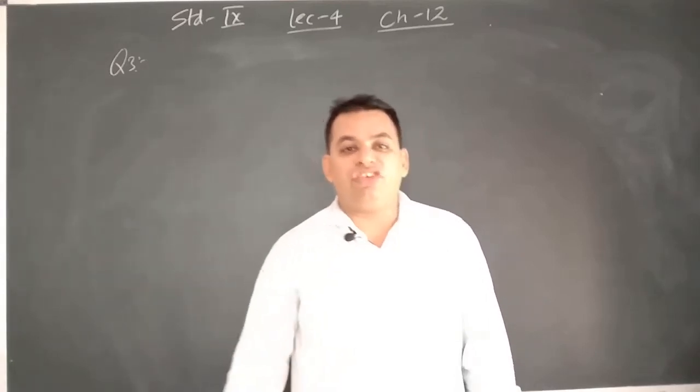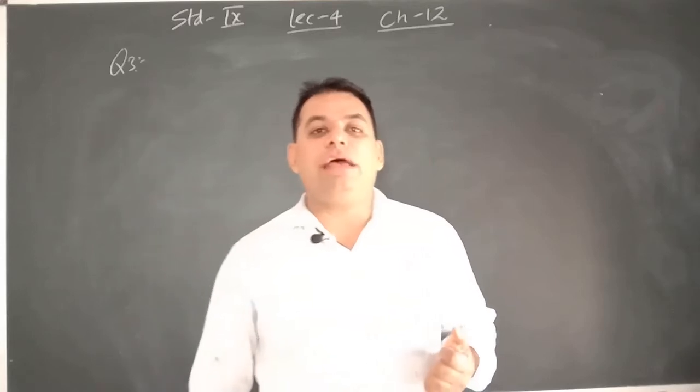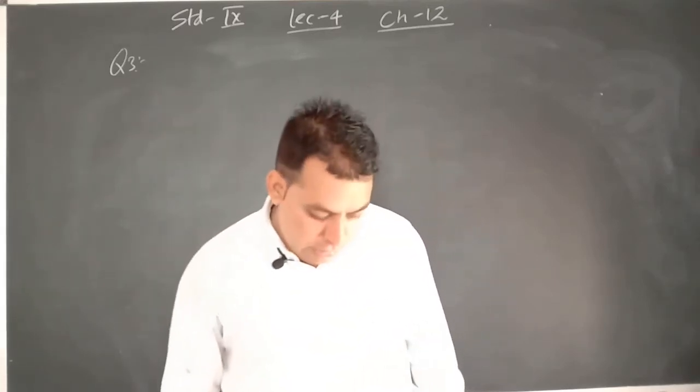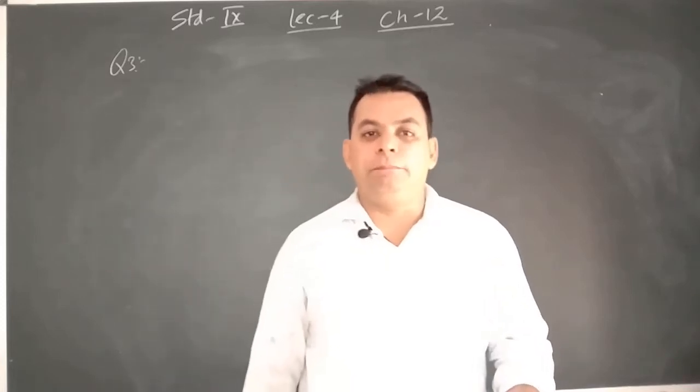Now I am going to explain to you about the isosceles triangle. What is an isosceles triangle? Isosceles triangles are the triangles having two equal sides, जिसके दो sides equal होते हैं.